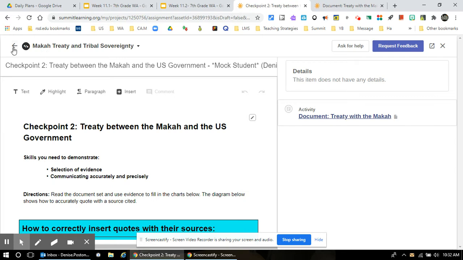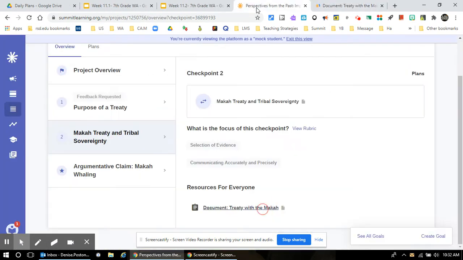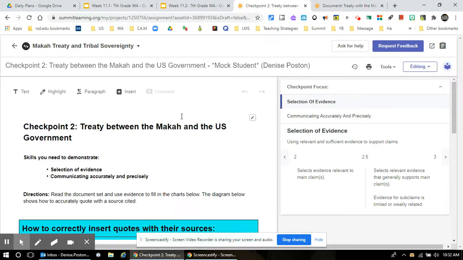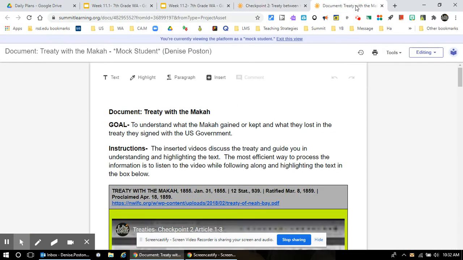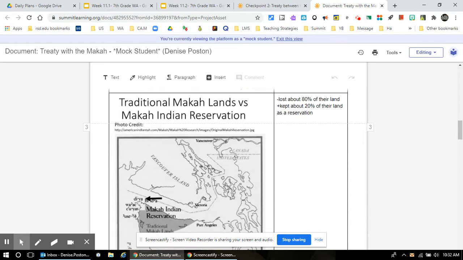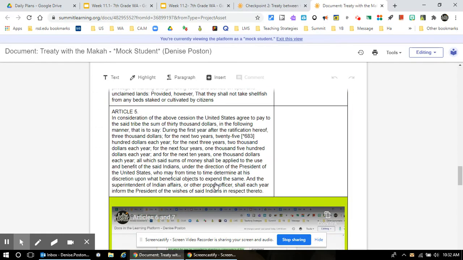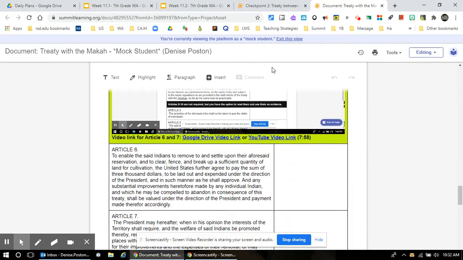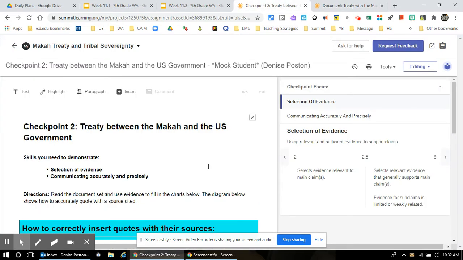The other one is if you go back here, you can get to the original way by sliding down and clicking on it. Doesn't matter, either way works. You will want to have both the document or the checkpoint and the document available to you. You should have highlighted in class yesterday and then finished today the document as we went through, if you follow the directions. At this point, you're going to be selecting evidence and communicating accurately and precisely. Those are the skills that you're working on.